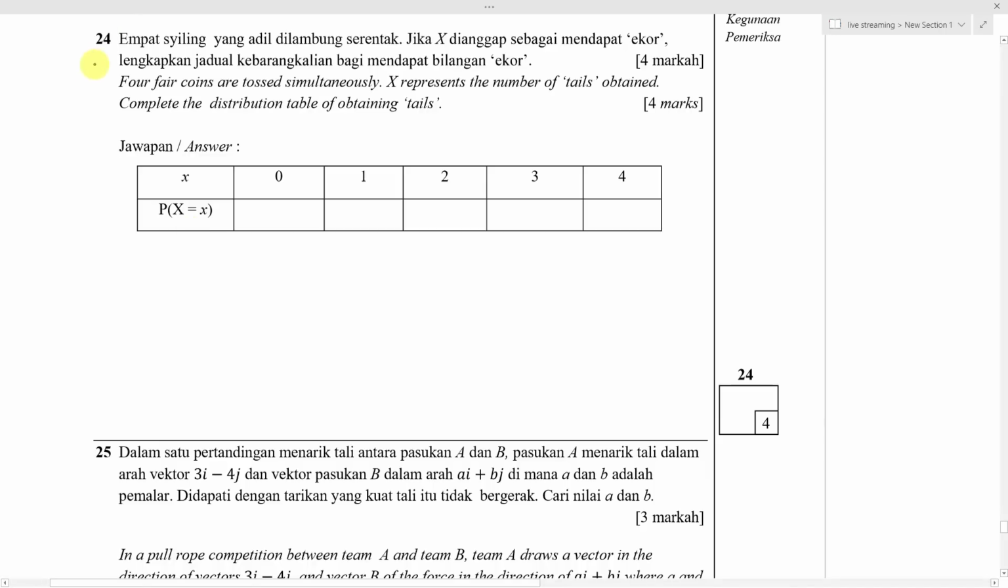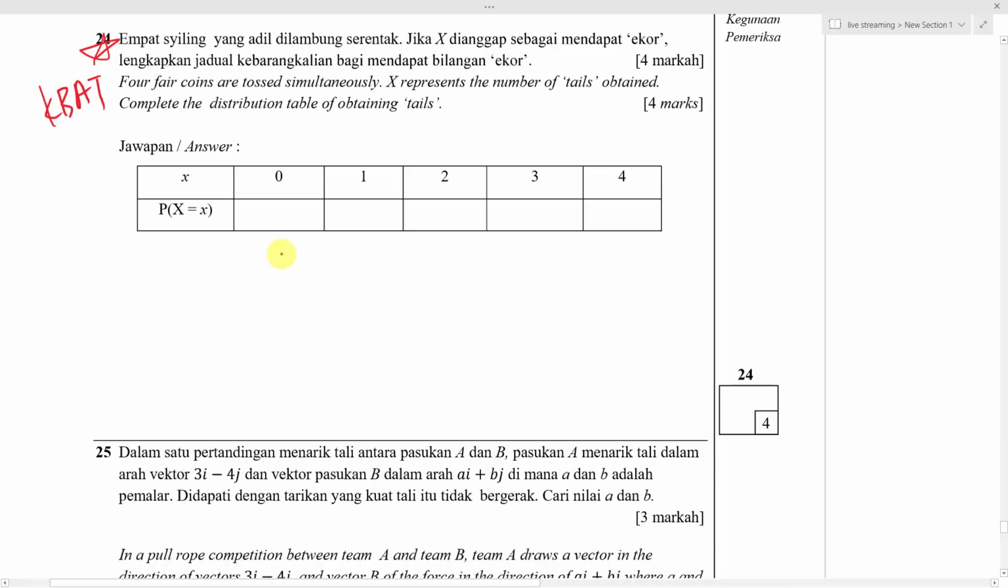Right, this one will be a bit hard if you do not know how to do it. I will call it K. If you know how to do it, it's quite easy, because I can straight away write out the answer over here. So you have 4 coins, and you toss the 4 coins simultaneously. X represents the number of tails obtained. Complete the table of obtaining tails.